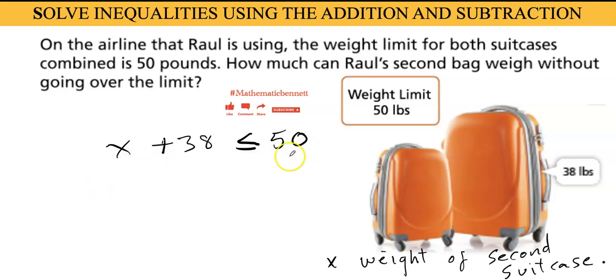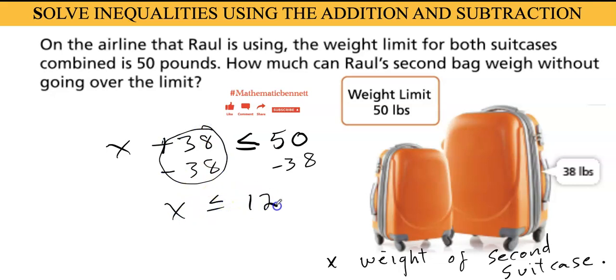All right, so we're going to solve this inequality now. How do I get X by itself? I have to eliminate this constant. If you notice, we're adding right here, so we have to do the opposite of adding. We have to subtract. So we're going to subtract 38 from each side of the inequality. So we have a zero pair right here. We see that X is less than or equal to 12.